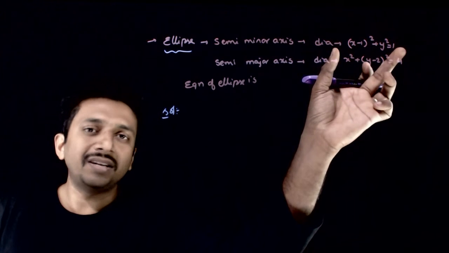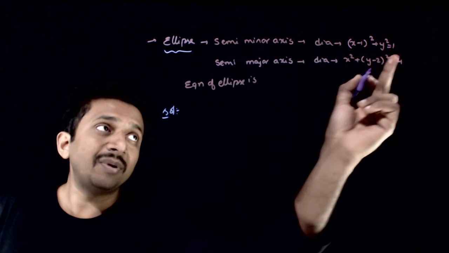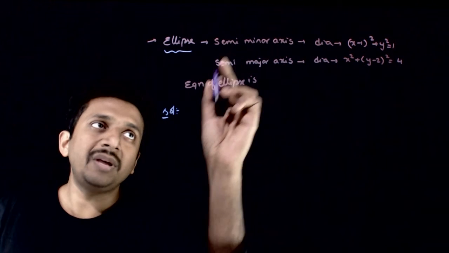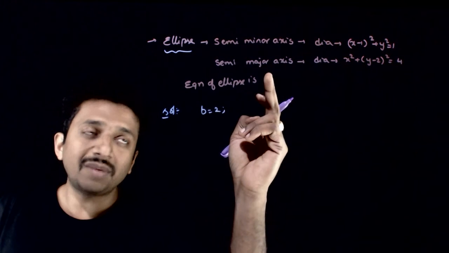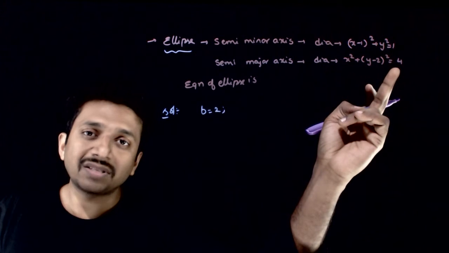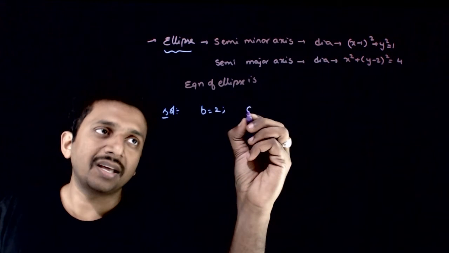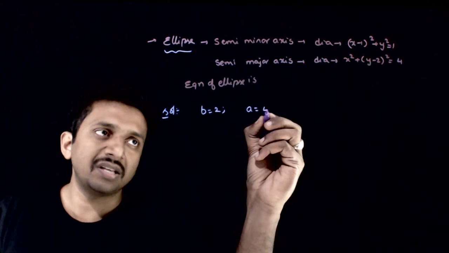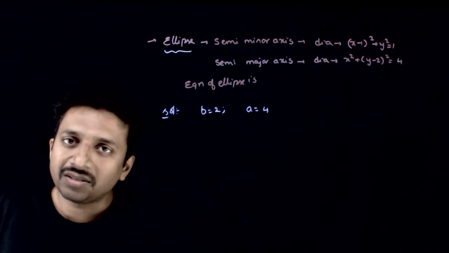So now let us find the diameter of this circle. The radius of the circle is 1, hence the diameter of the circle is 2. So semi-minor axis b is equal to 2. And for the semi-major axis, the radius of the circle is 2, right? Because this is 2 squared. And the diameter of the circle, which is nothing but the semi-major axis, is equal to 4. So for the ellipse, a is equal to 4 and b is equal to 2.